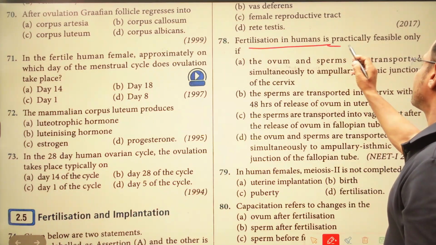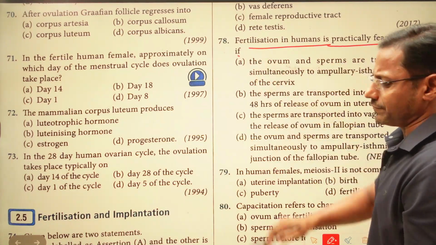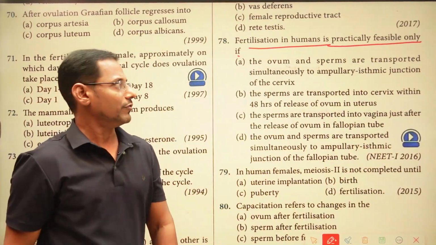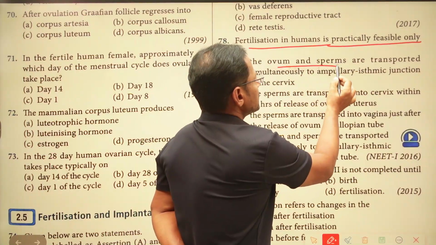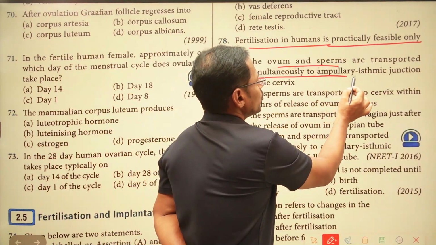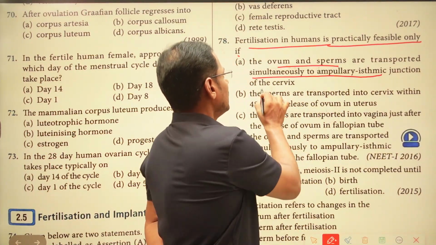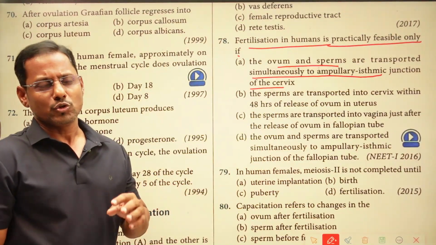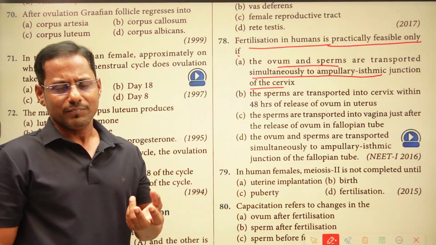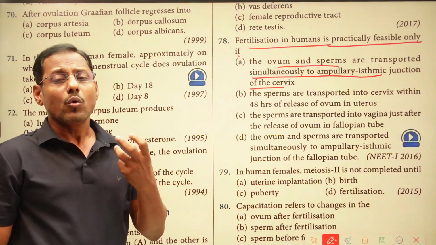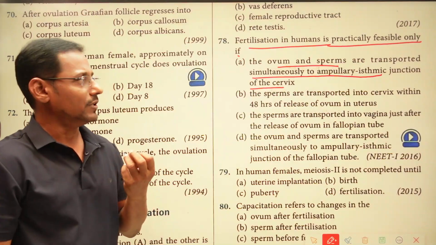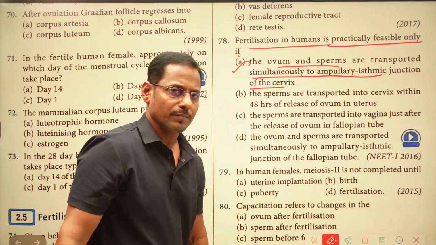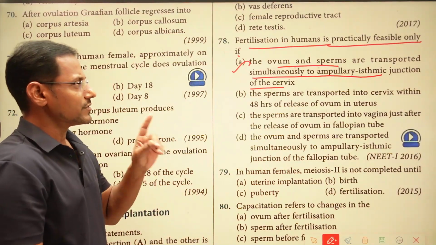Fertilization in humans is practically feasible only if... See, here you have to observe each and every word. The ovum and sperms are transported simultaneously to the ampullary isthmic junction of the cervix. So, you should not be confused and you should not be overexcited. If one gets excited, what happens here? Immediately, without reading all these options, you are going to tick this as the right answer. But let us see whether it is right or wrong.